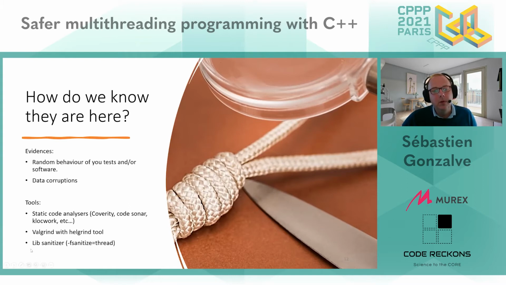You can also use a lib sanitizer. This needs to be added at compile time. So you may enable this switch, especially with thread. You may know it for memory or address. This one is for thread, and it's performing quite the same analysis as Valgrind. It just instruments your code and looks for places where data are accessed without a synchronization mechanism.